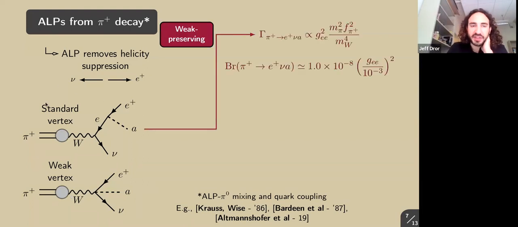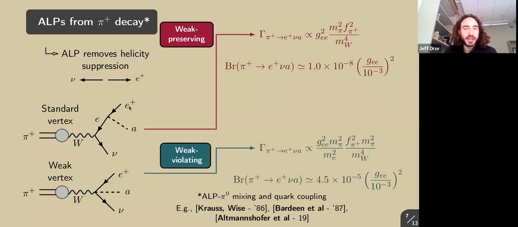If you focus on the standard vertex, you go ahead and calculate the rate, and you find an answer that scales like g_e squared, this coupling squared, times some dimensionless ratio: the mass of the pion squared, f_pi squared, divided by the mass of the W boson. And if you compute the branching ratio, it turns out you get a number of about 10 to the minus 8 for couplings that roughly saturate the collider bounds of about 10 to the minus 3.